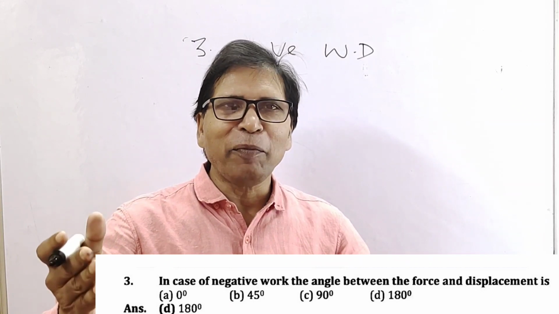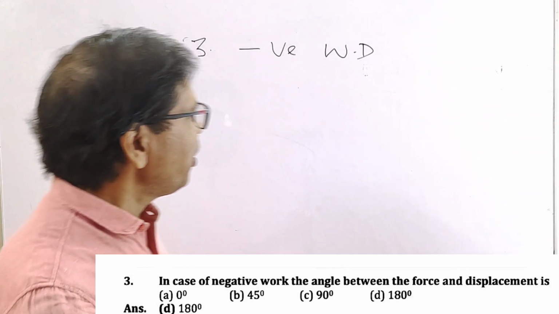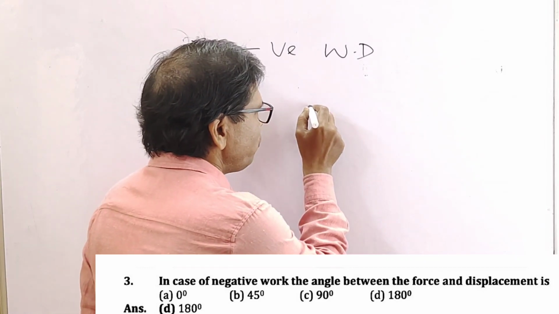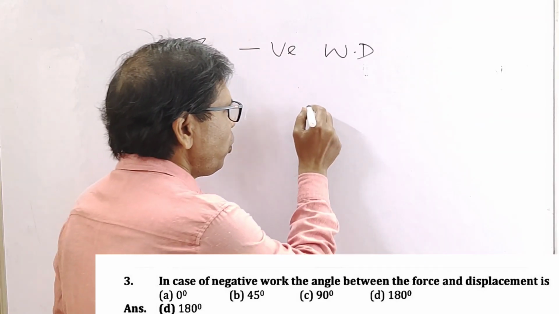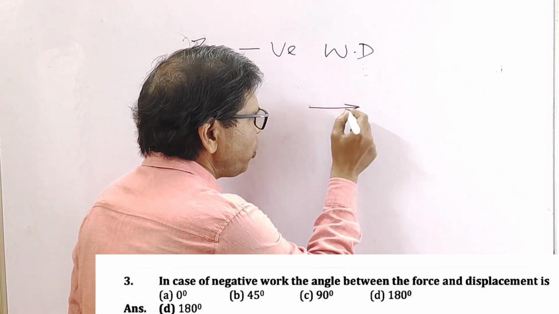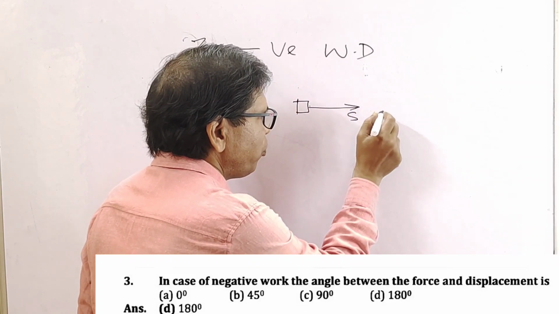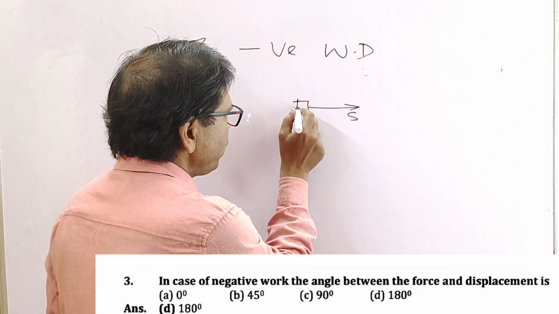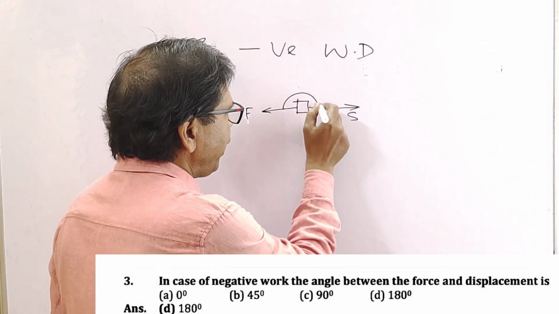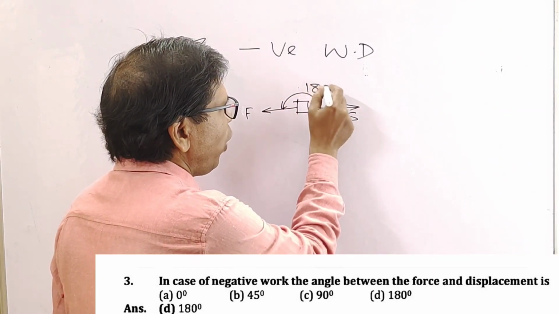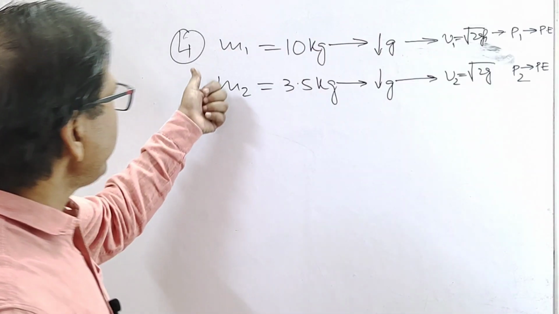Next question. What will be the angle between force and displacement for negative work done? Look at this. During negative work done, force is acting opposite to the direction of displacement. Suppose the body moves along this direction and force is directed along this direction. So the angle between force and displacement is 180 degrees.